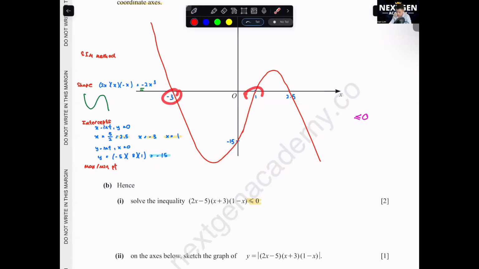So how do I express this inequality? You don't need to write down the equation to solve it. So you just write here, in between -3 to 1, and then x is more than or equals to 2.5.